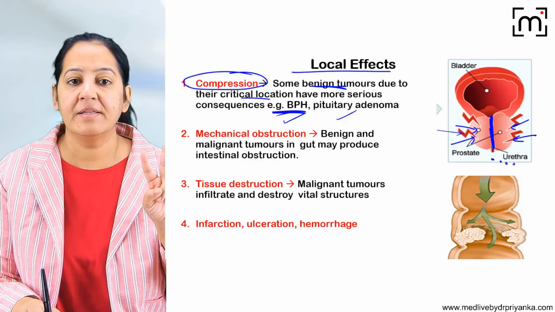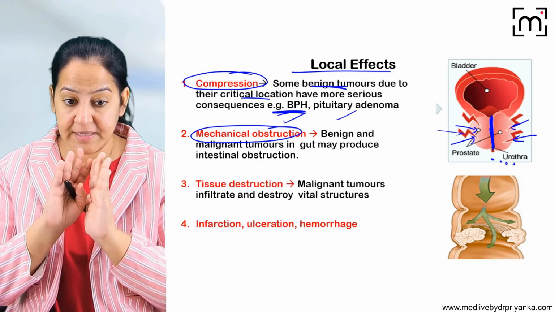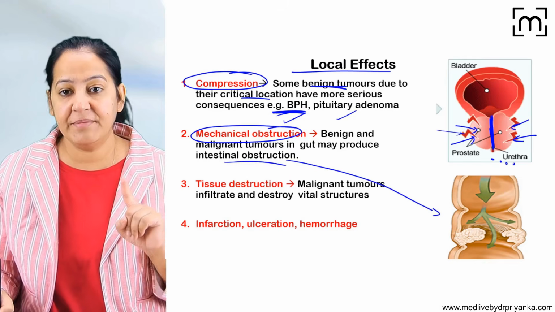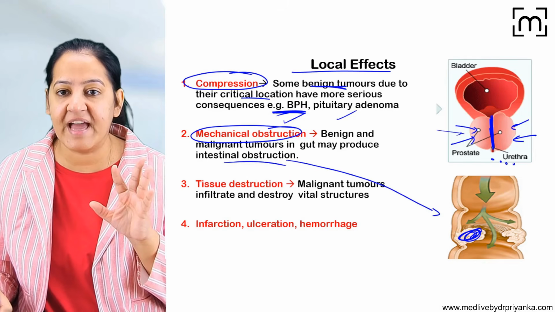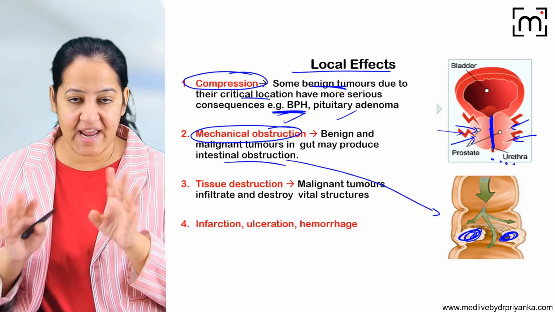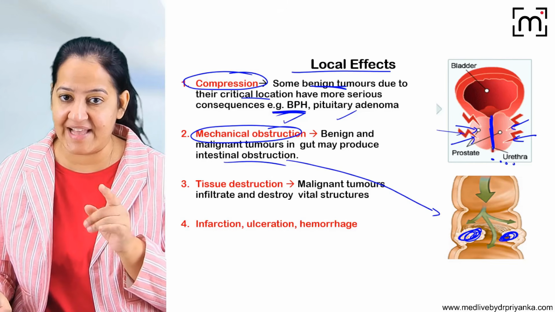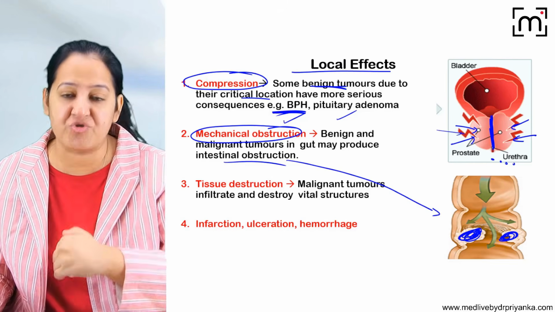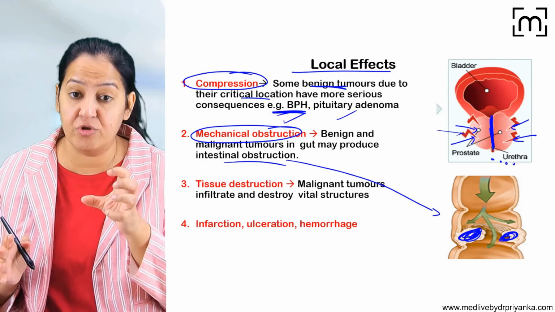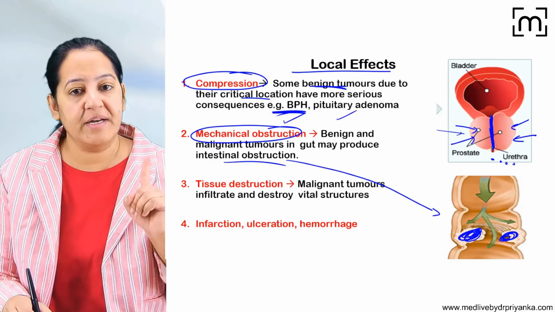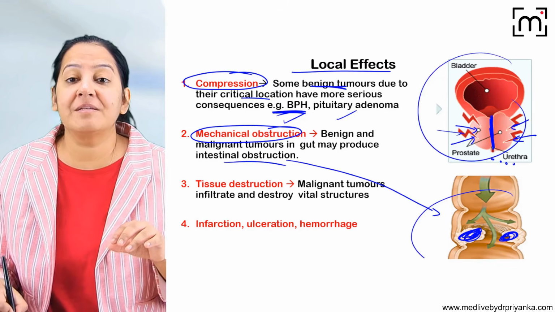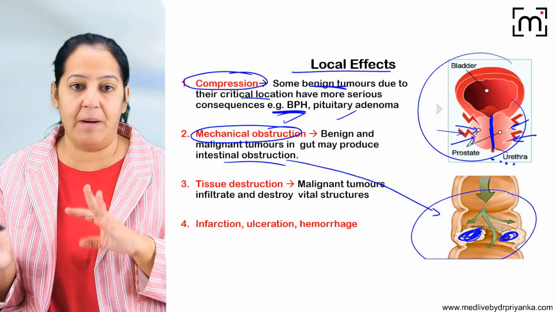So that is compression. The second is mechanical obstruction. Obstruction occurs in a luminated organ. The best example is the human intestine. Sometimes there is cancer in the intestine, the small intestine, the large intestine, the colon, any intestinal portion can have cancer, and that causes obstruction, which produces symptoms. The obstruction can cause severe pain, and sometimes due to the obstruction, perforation can also occur. So that is mechanical obstruction. Sometimes symptoms are due to compression, and sometimes due to obstruction. The best example is the intestine.